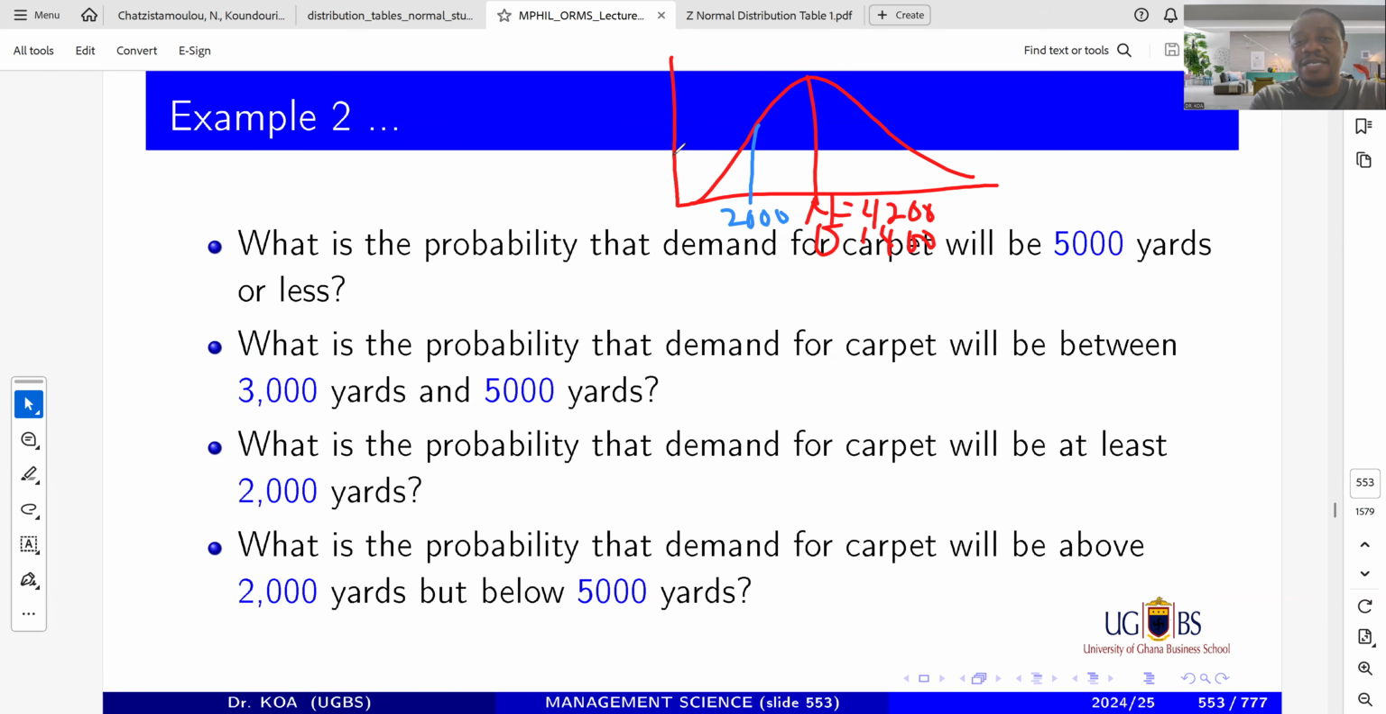But he says at least 2,000. So we have A, B, C. Which place will be shaded if we were to do at least 2,000? Which place will be shaded? Is it A? Is it B? Is it C? One says A. Patrick says B and C. Esther says A, B, and C.